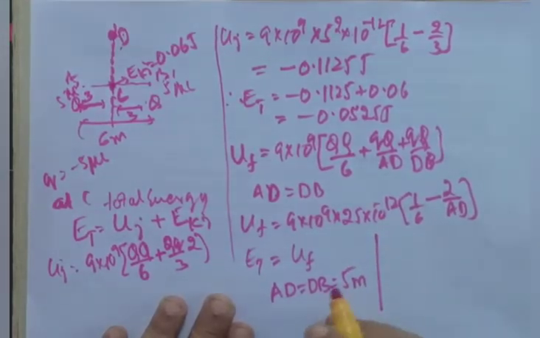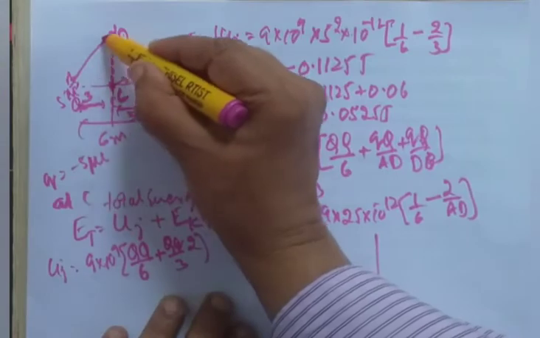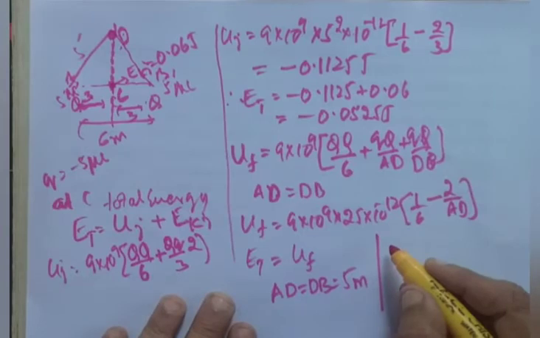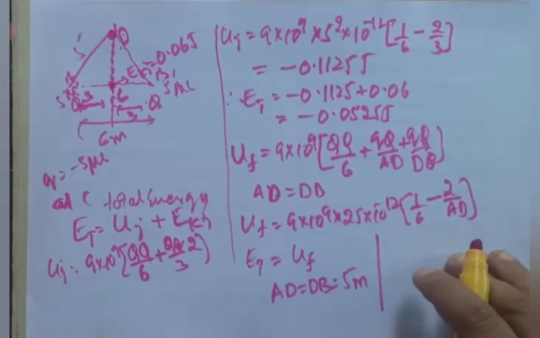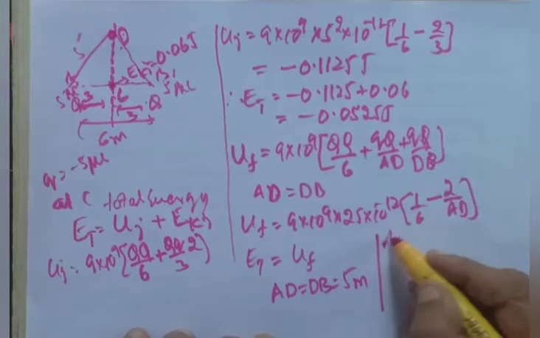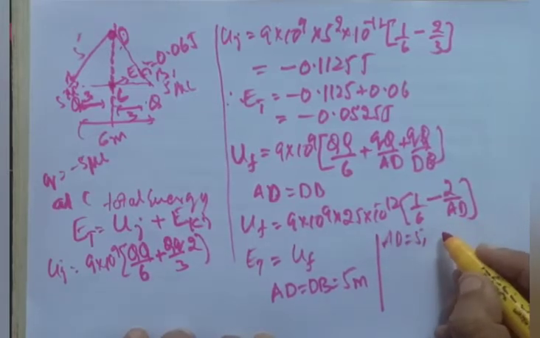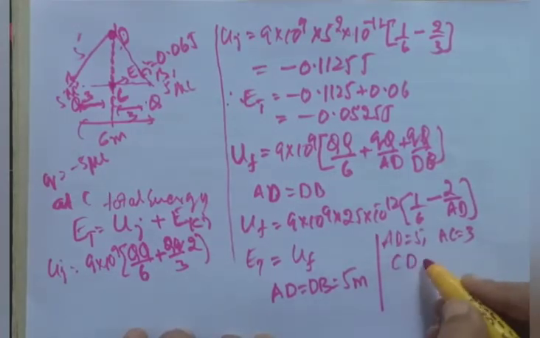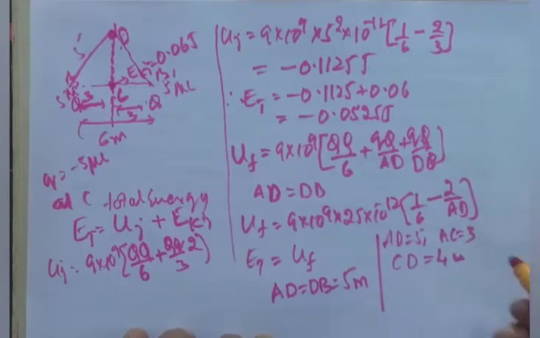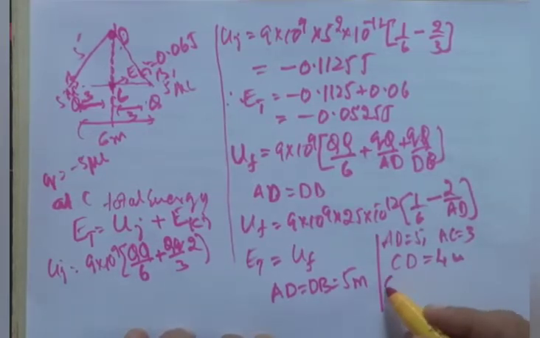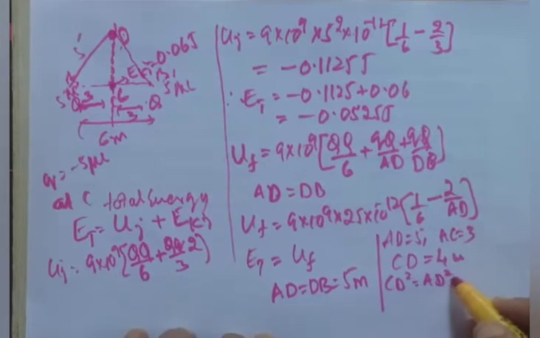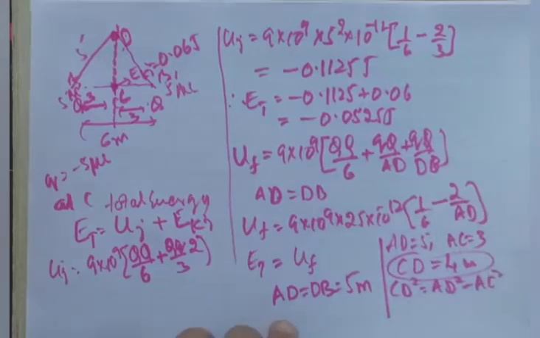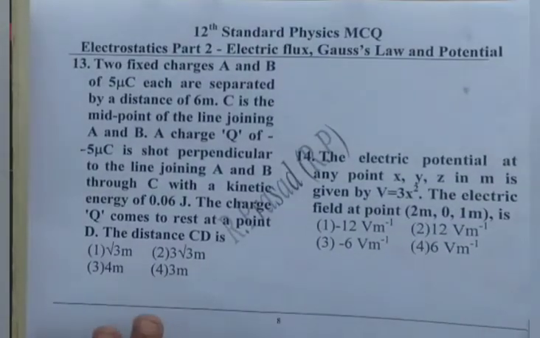So once we know AD or DB, from this diagram, this is 5 and this is 3, we can calculate CD by using the Pythagoras theorem, or else we can simply think AD is 5 and AC is 3. So CD, in the right angle triangle, should be 4 meter because of the Pythagorean triplet. Or else you can calculate CD square as AD square minus AC square. So you will get again 4. So option 4 meter is right. So option 3 is right.